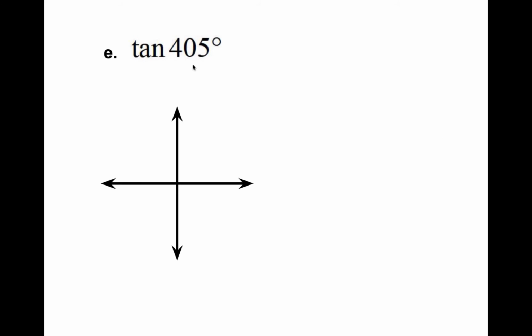For E, 405 degrees. So we have 90, 180, 270, 360. We have to keep going. If this is 360, that would make this 450. So notice that's less than that. So it's more than 360, but less than 450. Draw a line, connect it to the x-axis. This is 45 degrees more than 360.